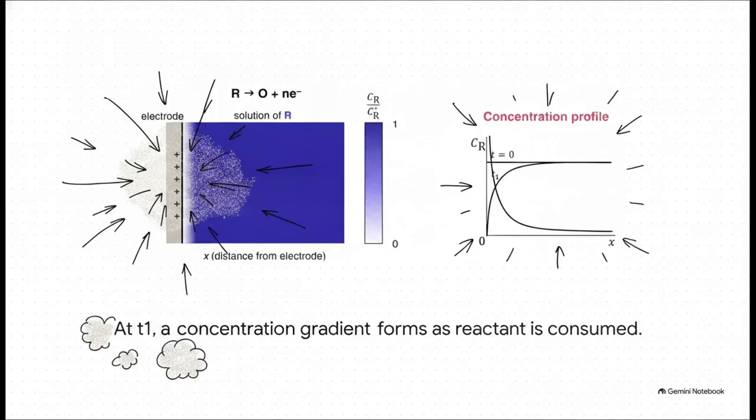But bam, the exact second we step the potential up, everything changes. The electrode instantly consumes the reactant that is directly touching its surface. The concentration right at that zero mark instantly drops to absolute zero. But just a microscopic distance away, the solution is still totally full of the reactant. This creates a massive, sharp concentration gradient. The reactant desperately wants to flow down this gradient into the empty space at the electrode, and it's this rapid flow that creates our massive initial burst of current.